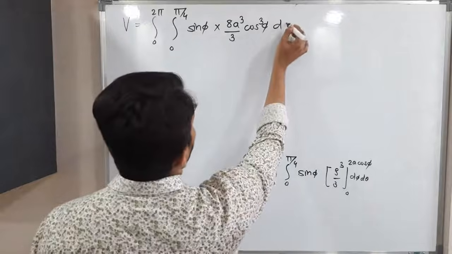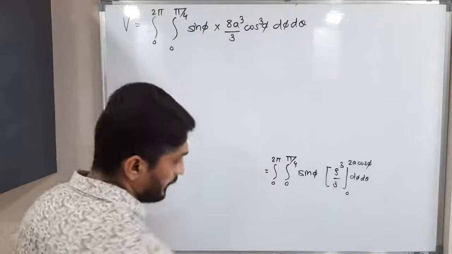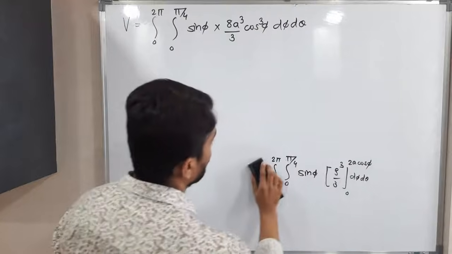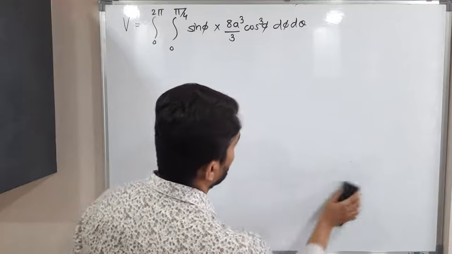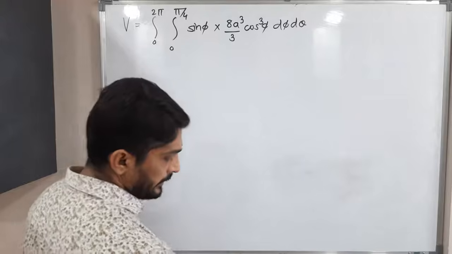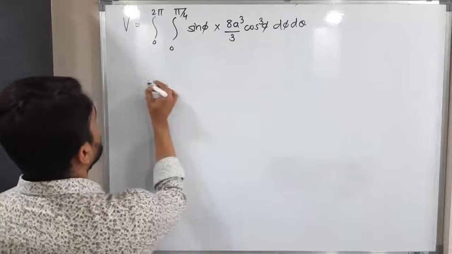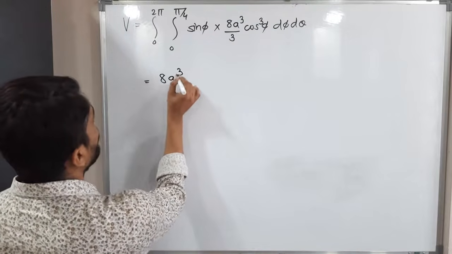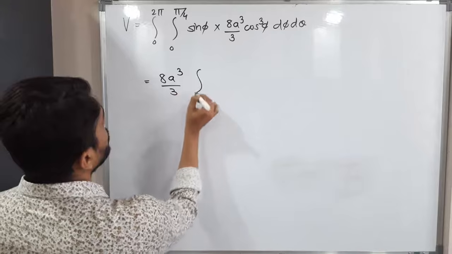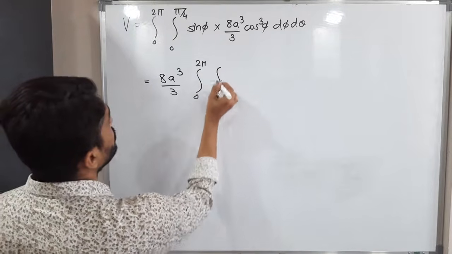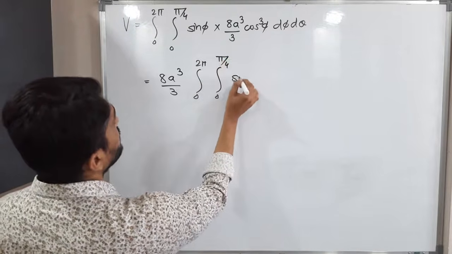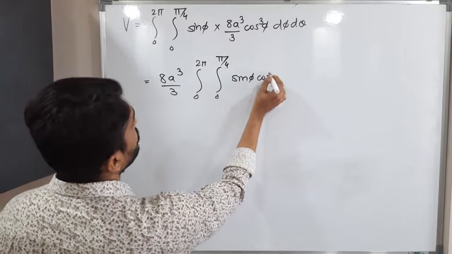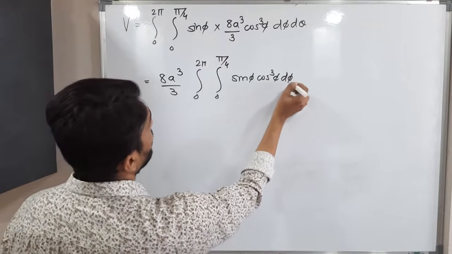So let me write d phi d theta. It is not required now, so let me remove it. Okay, it is removed now. So let us take constants outside. So 8a cube by 3 will come outside. Integration 0 to 2 pi, integration 0 to pi by 4, sine phi cos cube phi d phi d theta.